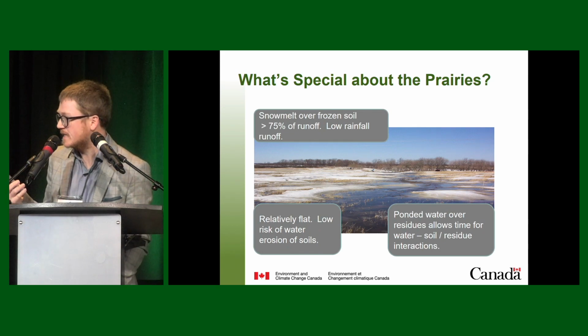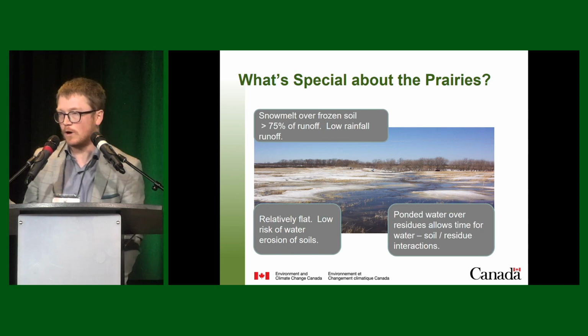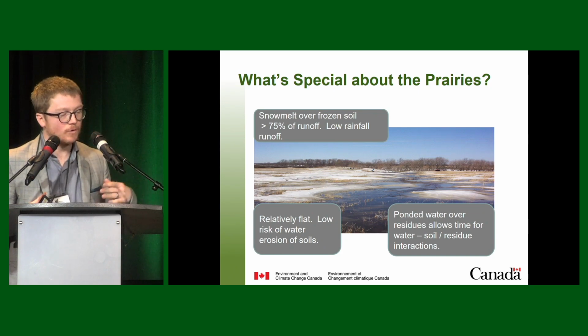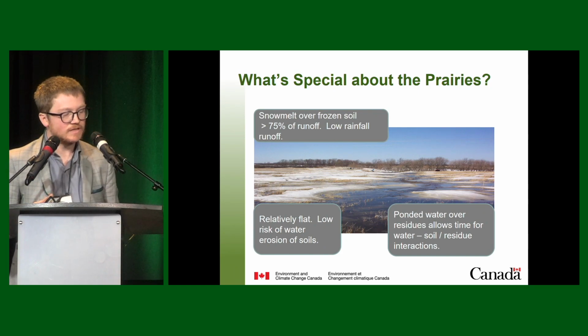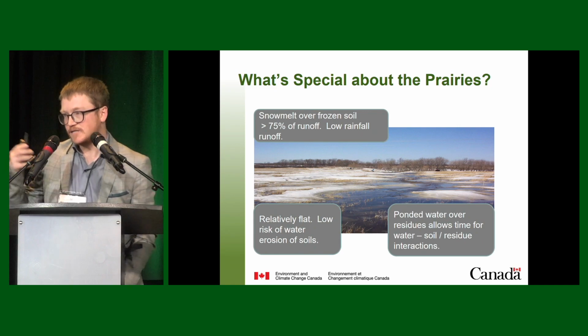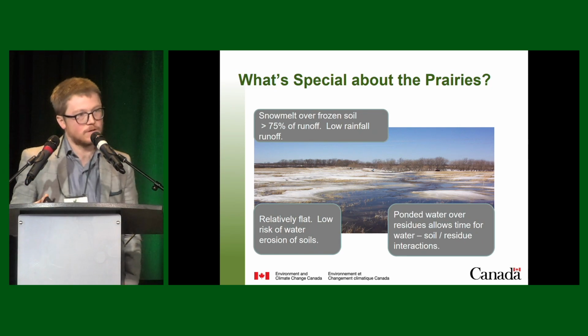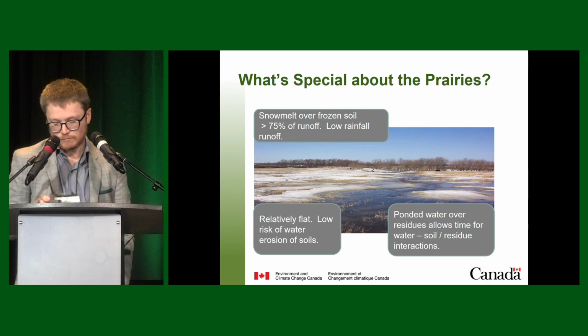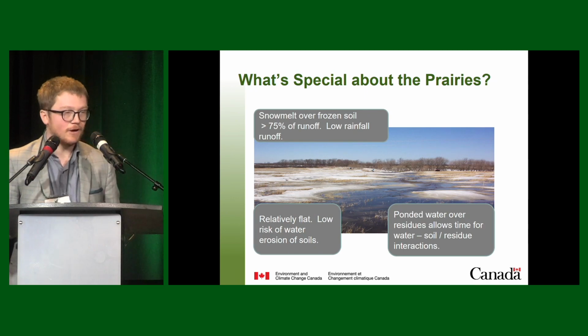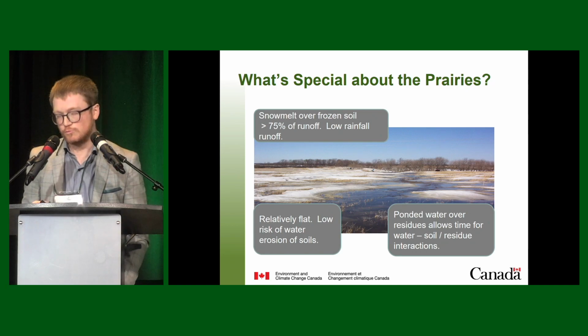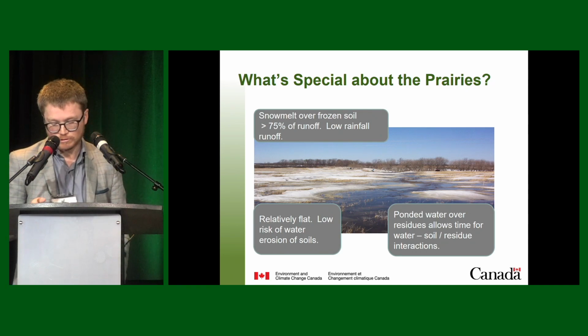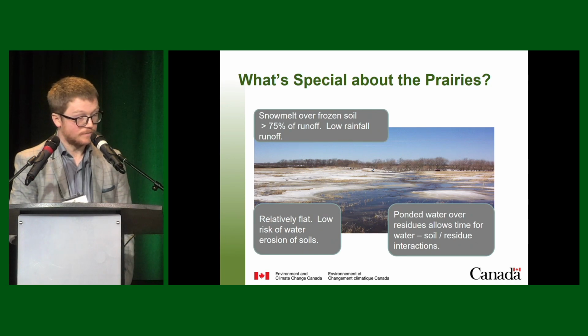The second is that we typically have ponded water over top of the soil and the crop residues. And so this can result in interactions of the water and the soil and the residue that can further result in a contribution of nutrients in the runoff water. And finally, our topography is relatively flat, so we have a relatively low risk of soil erosion in our prairies.